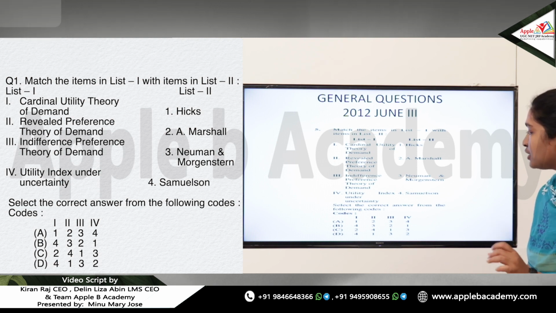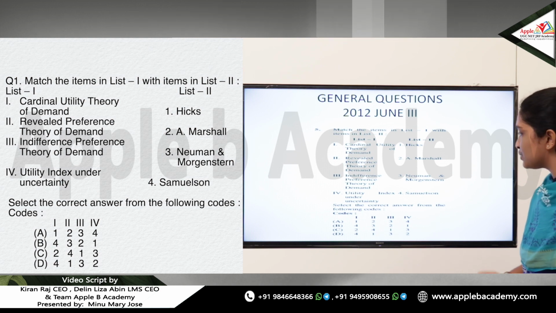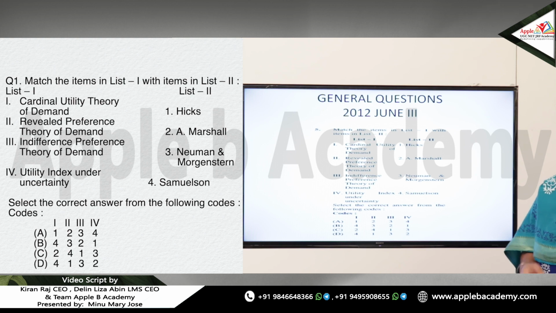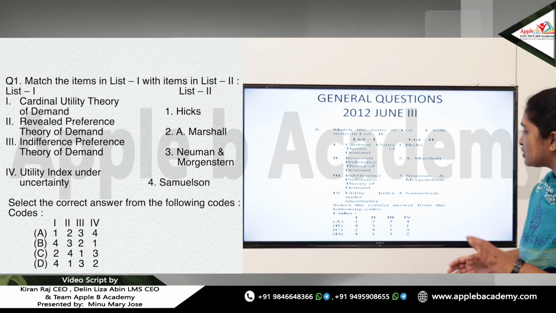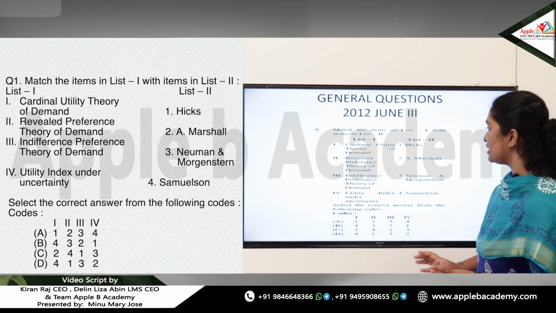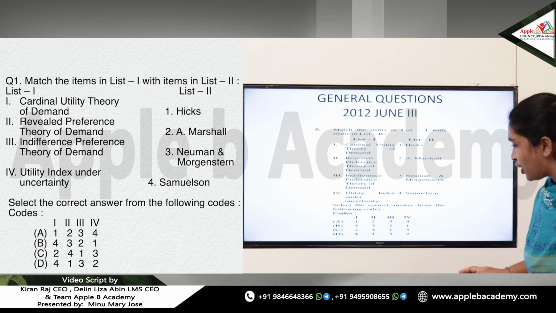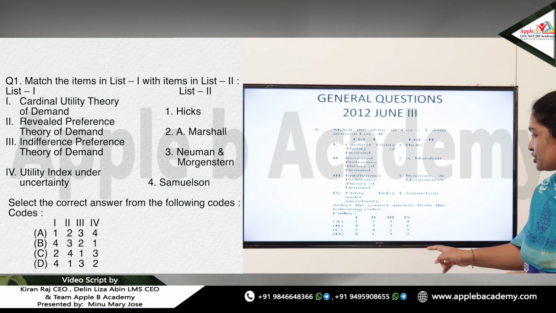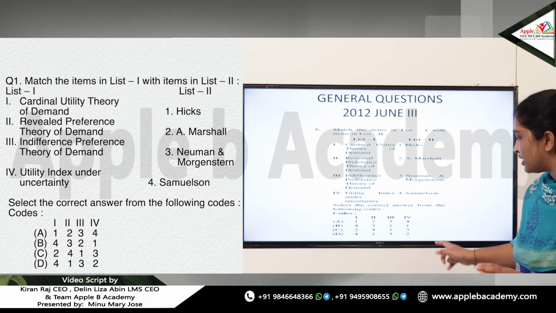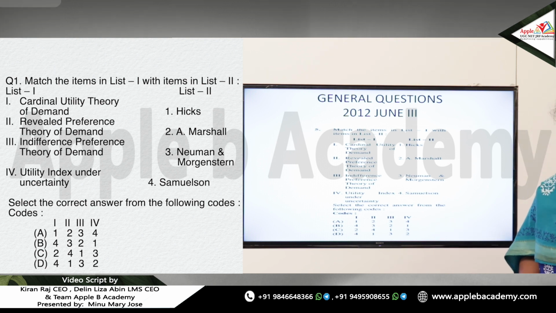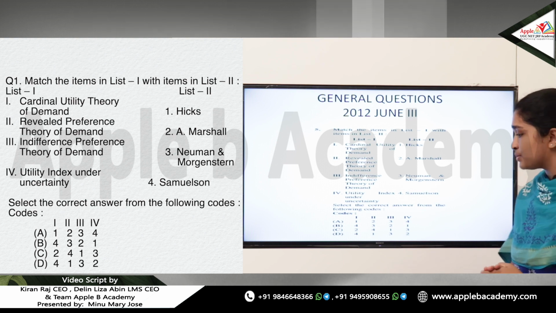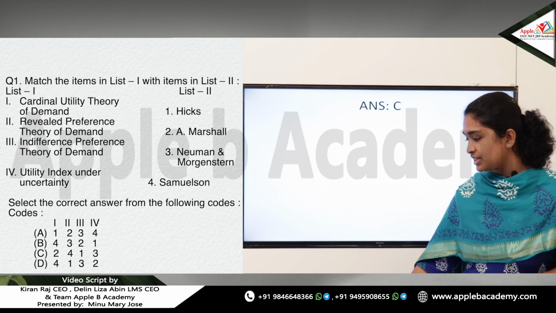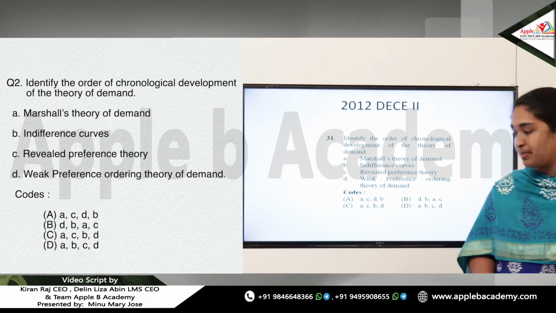The fourth one is utility under uncertainty. The uncertainty idea was given by Neumann and Morgenstern. So the fourth one can be matched with the third one in list 2. So the correct option would be option C. That is, the first with 2, the second with option 4, the third with 1, and the fourth with option 3. So the answer for this question would be option C. The next question is from 2012 December paper 2.